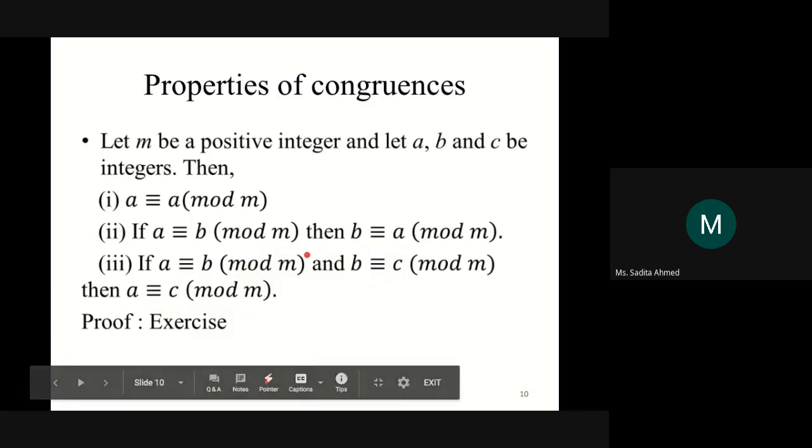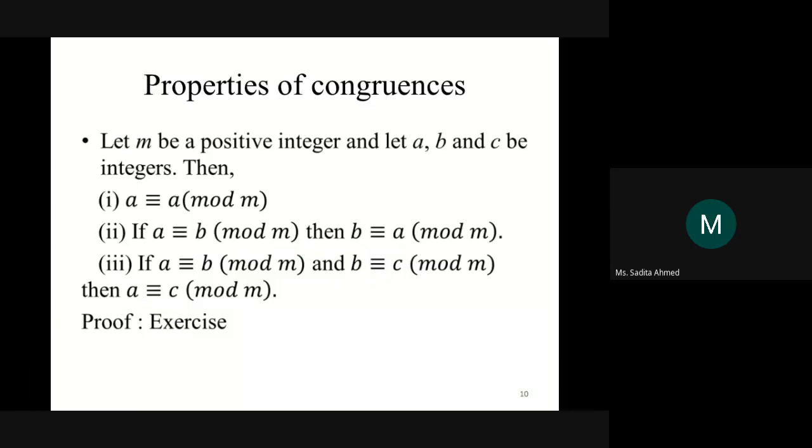All right? So you have to do that. Try it out, you guys. First, I'll give you a hint. First, think about this part, what it means. What does it mean? It means that A minus B is divisible by M. That's what it means, right?